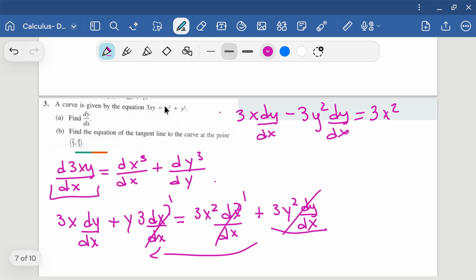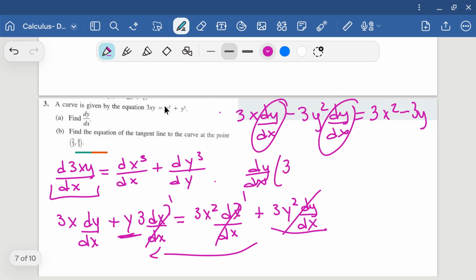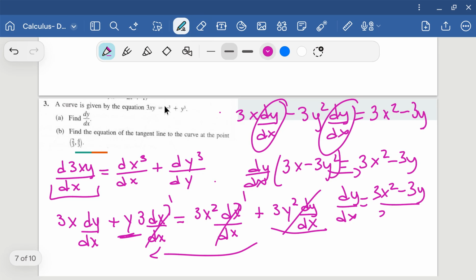And then I will move the 3y to the other side, so minus 3y. Now I have this common term of dy over dx that I can take out. Dy over dx. And when I do that, I'm left with 3x minus 3y squared, and that all equals 3x squared minus 3y. And I'll just divide that over so that dy over dx is alone. So dy over dx will equal 3x squared minus 3y divided by 3x minus 3y squared.